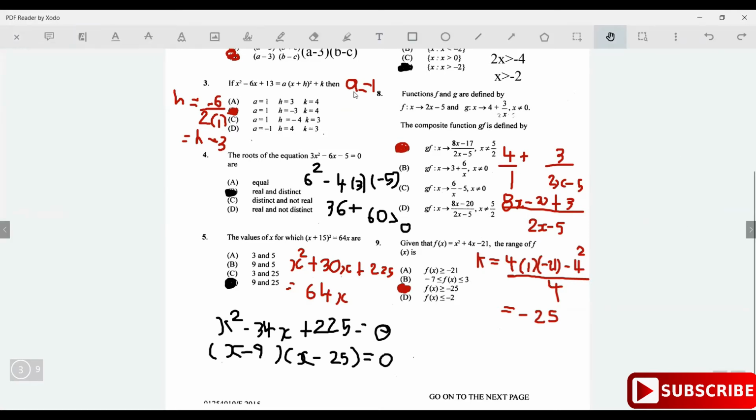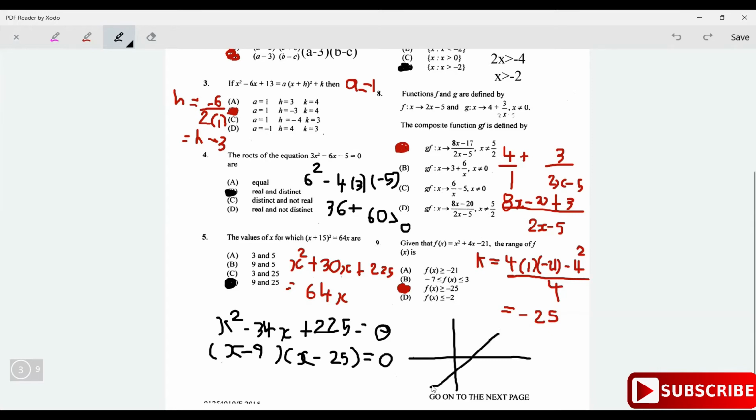All right. If I were to sketch the quadratic, just to show you how this looks, the quadratic would look something like this. It passes through negative 21 on the y-axis. This is how it looks, something like this, right? And this y value is negative 25. That's the lowest point. The function ranges from negative 25 going up.